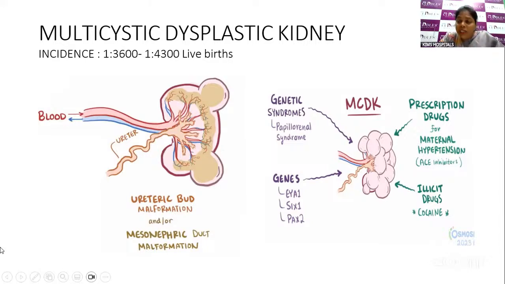But here, the differentiation of the stalk and the tubules fails, because of which there is kidney formation from the intermediate mesoderm of the metanephric blastema, but no collecting ducts or tubules form, because of which multicystic dysplastic kidney occurs. There are multiple genetic factors and maternal drugs like ACE inhibitors or cocaine, or some papillorenal syndromes, which cause a multicystic dysplastic kidney.